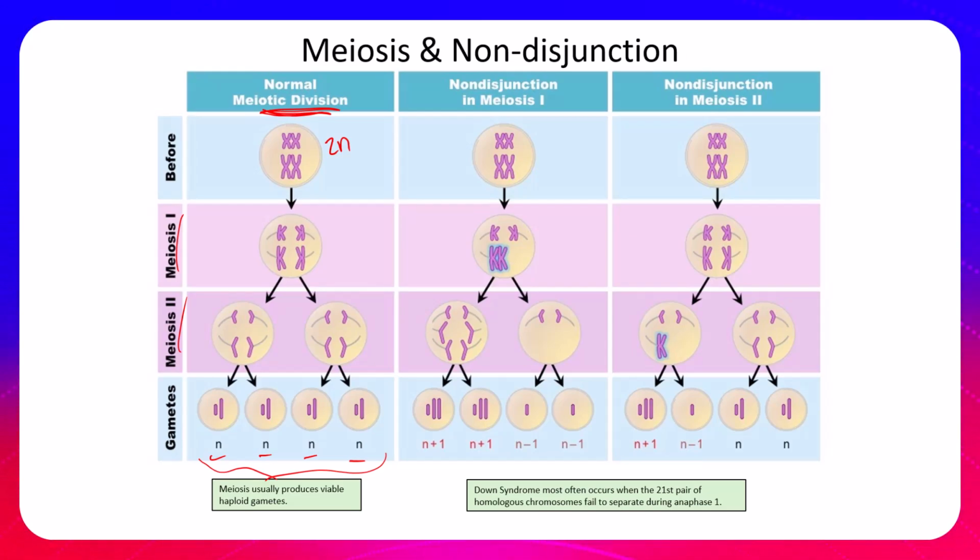So, when chromosome pairs fail to separate, it's called non-disjunction. And non-disjunction can happen in meiosis I, and non-disjunction can happen in meiosis II. If non-disjunction happens in meiosis I, and that pair fails to separate, that entire pair will go to one of the two daughter cells, and then they will divide through meiosis II to produce gametes like they should. However, because the pair failed to separate, you end up with two gametes that have an additional chromosome, and you have two gametes that are completely missing a chromosome.